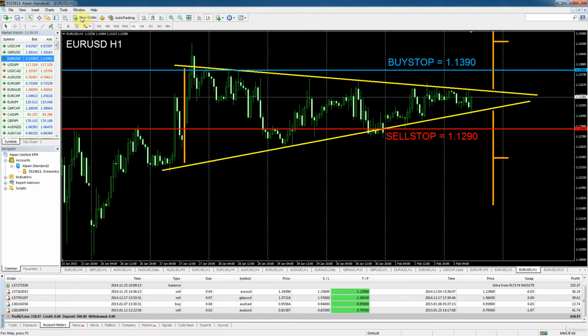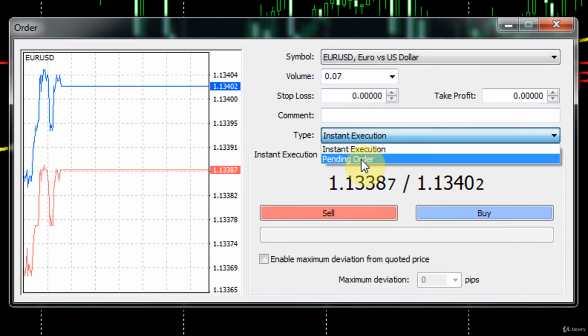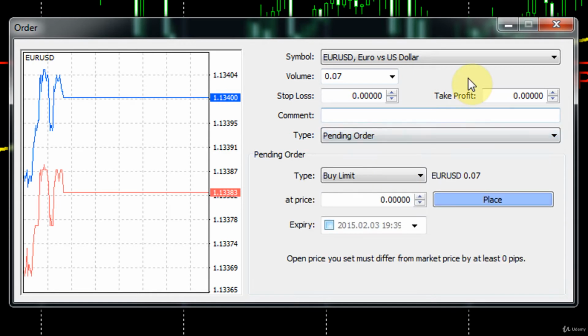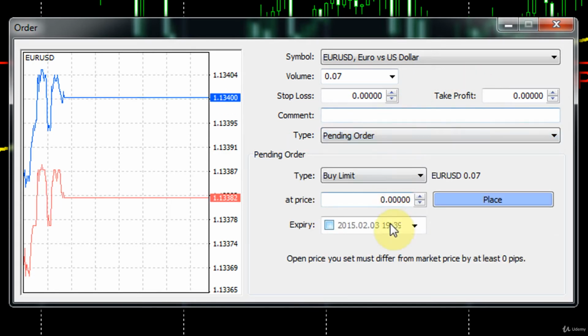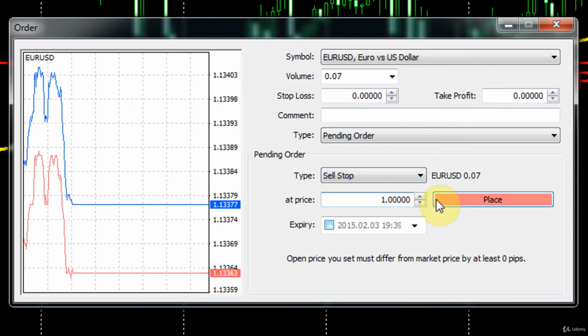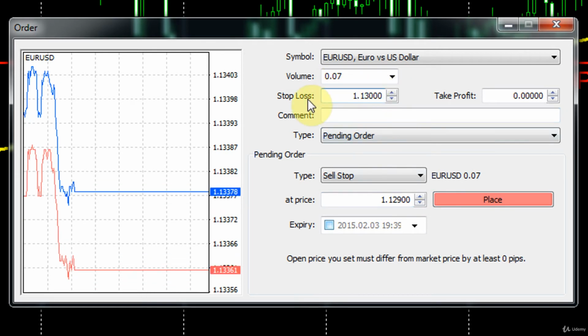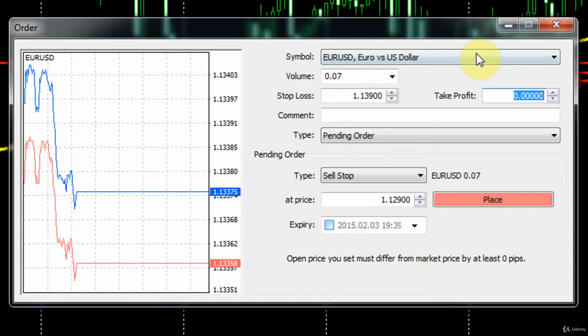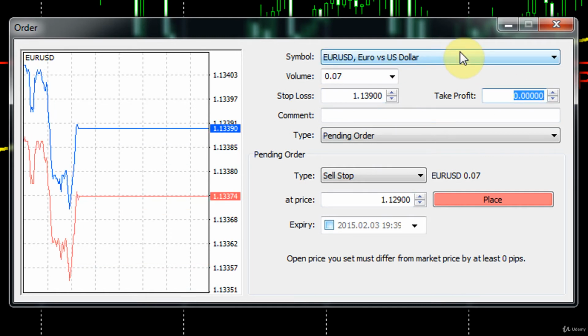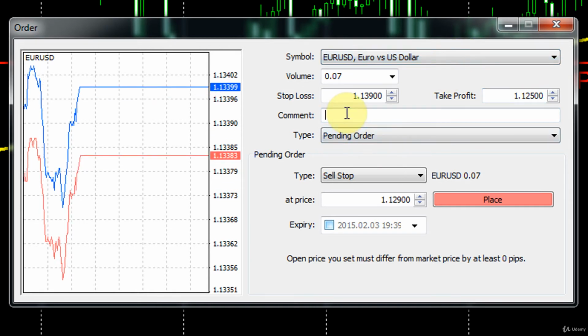Now let's create these orders. We click new order. For the EURUSD, volume 0.07, that's going to be our sell order, sell stop. It's going to be a pending order, so we have to click that. In a pending order, we're going to choose a sell stop. The price is going to be 1.1290. The stop loss, as we agreed, is 1.1390. The take profit, I've got it written down here, so it's going to be 1.1250. And comment: order number 5, sell stop.